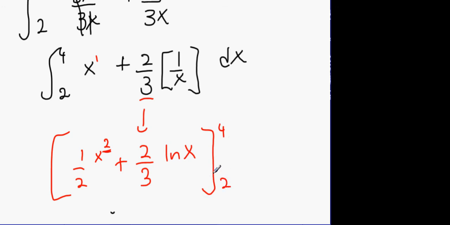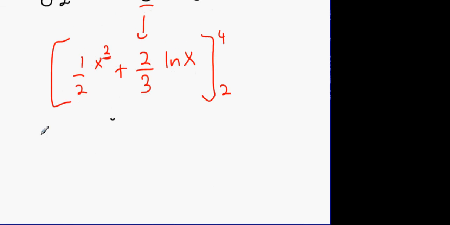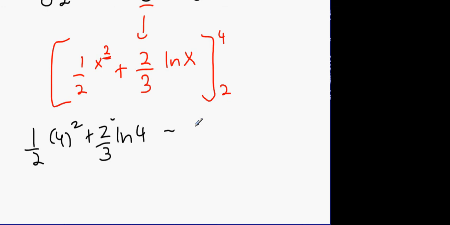Now, what we can see is this one isn't as easy as the last one. We got a couple of different numbers at play here. Okay, so let's examine these numbers. So it's going to be a half 4 squared plus 2 over 3 ln 4. Okay, then it's going to be minus, brackets, a half 2 squared plus 2 over 3 ln 2.